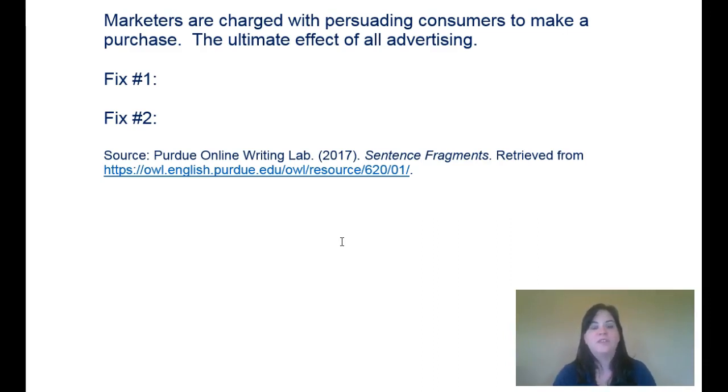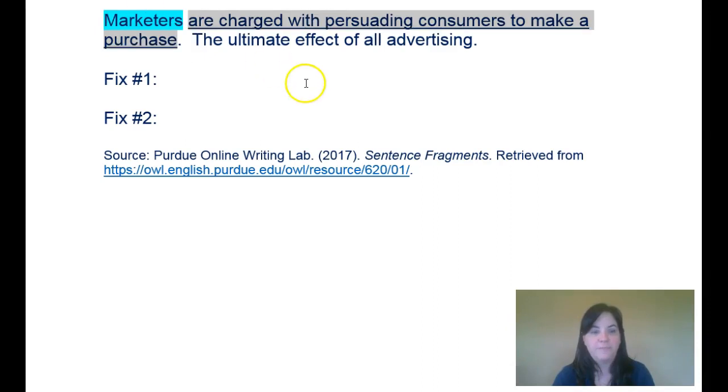All right, so my first sentence, marketers, has a subject, marketers, and what do marketers do? They are charged with persuading consumers to make a purchase. There is my predicate, and that is a complete sentence. My second sentence, the ultimate effect of all advertising, is the fragment.